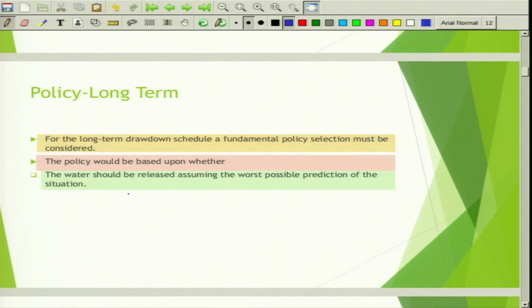So there are certain policies that need to be considered for long term scheduling. For the long term drawdown schedule, a fundamental policy selection must be considered. The policy would be based upon whether the water should be released assuming the worst possible prediction of the situation. The worst possible situation would be, let us say there is a drought and you do not have water for the next 3 months, there is no rainfall coming up. Still, will you be able to sustain the agriculture and drinking purpose, fisheries, so many other constraints are there. Would you be able to manage that?